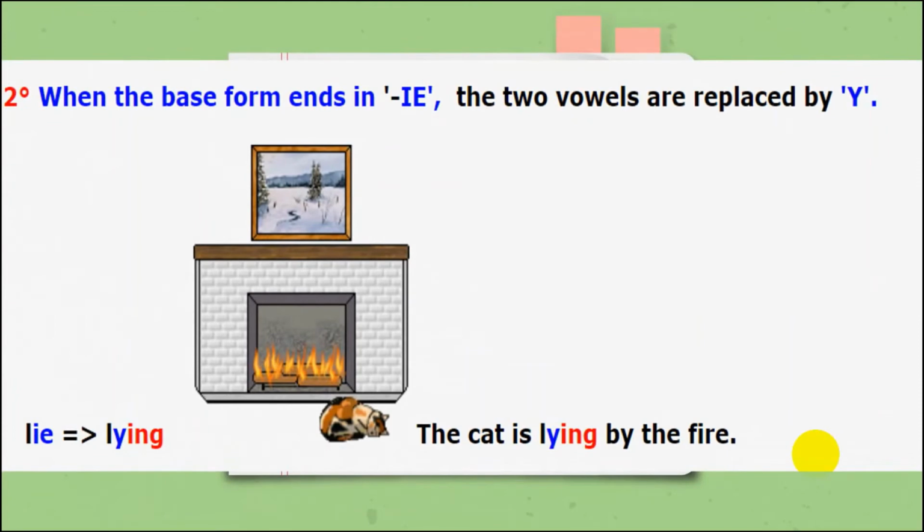Now, the next point: when the base form ends in IE, the 2 vowels are replaced by the letter Y. For example, we have the word lie, L-I-E. So you change IE into Y and add ing. Lie, lying. For example, the cat is lying by the fire.